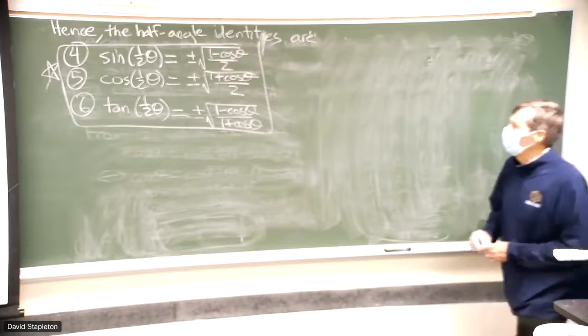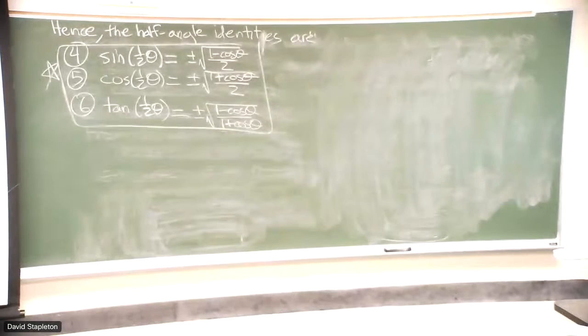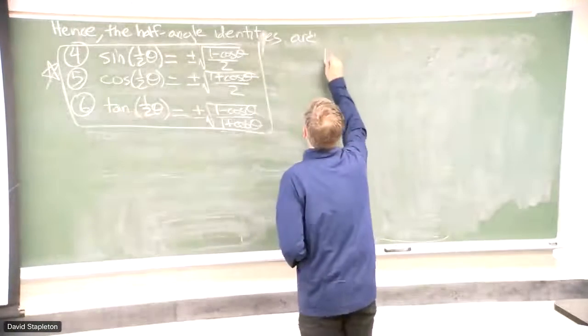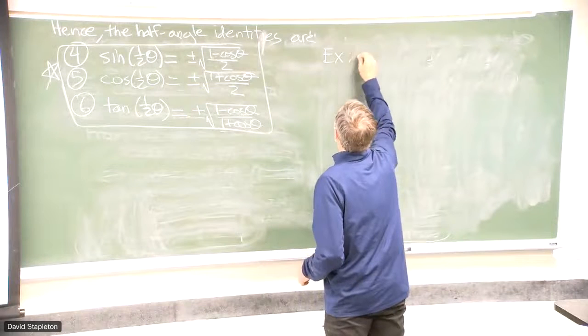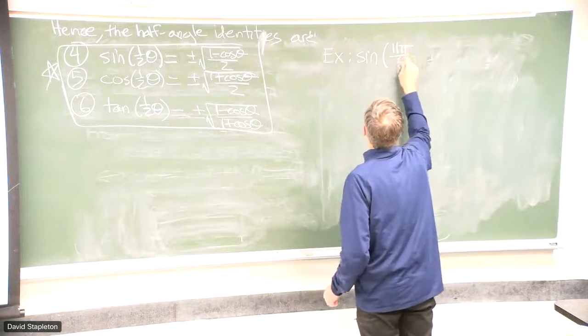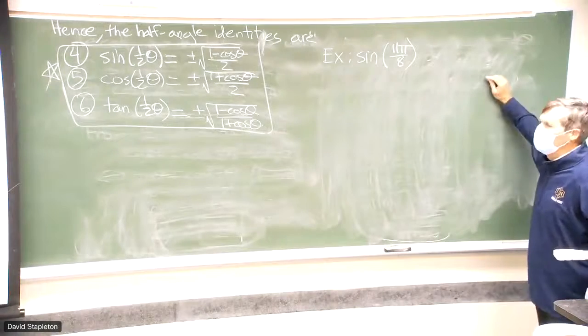How about this? This is number 2 on your homework. You probably have different numbers. Sine of 11 pi over 8. Find the exact value. You're not allowed to use decimals in your answer. All right. So first example is, what in the world is sine of 11 pi over 8? That's not a special angle. How can we do this when it's not a special angle?